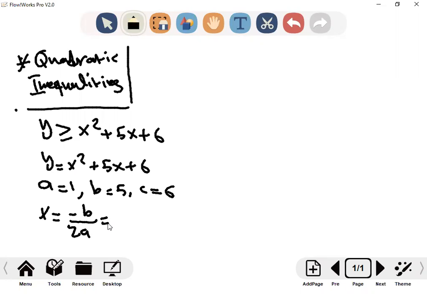equals negative 5 over 2 times 1, which is negative 2.5. Then we substitute this to find the vertex, right? Calculator, please. y at negative 2.5 equals negative 2.5 squared, put parentheses, plus 5 multiplied by negative 2.5, plus 6.